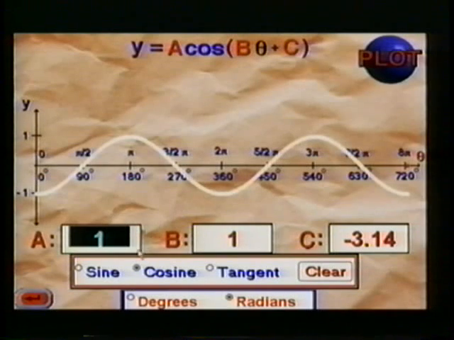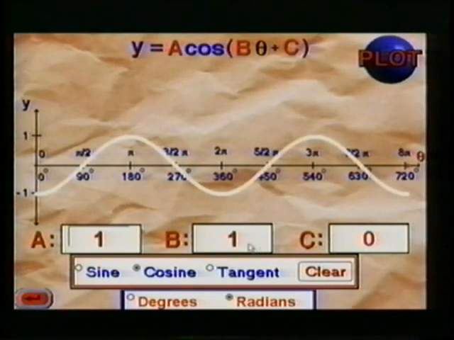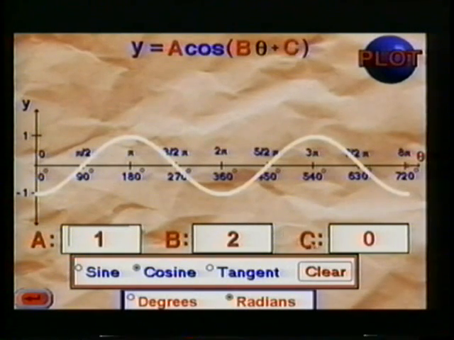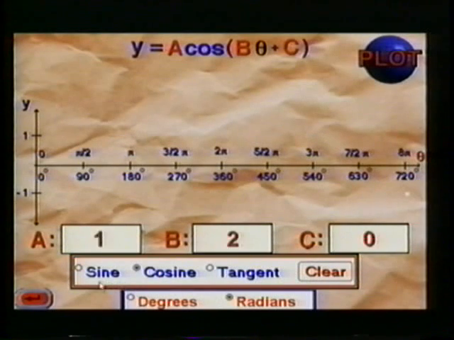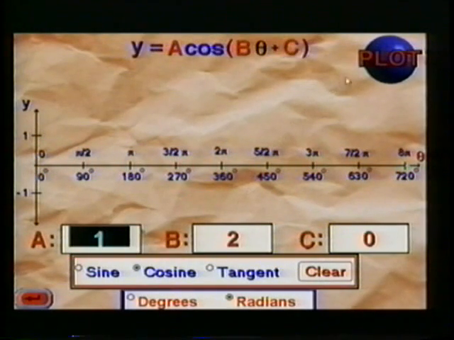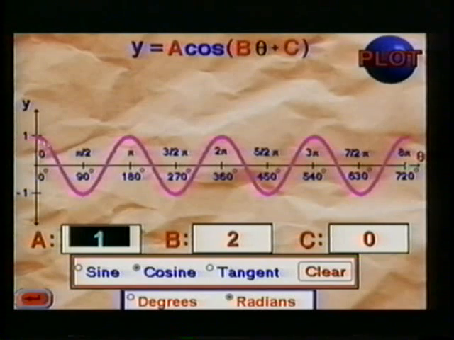Let's look at, what if we put this as 1? Let's put this back to no phase shift. Okay? And let's make this, the B, a 2. Remember what the B was? That was the frequency. Okay? It's just a little bit more frequent for the sine. Starts off here, spaghetti, spaghetti, all the way to 360. You went twice that time. How about the cosine? Cuckoo, cuckoo. Okay, it went twice.